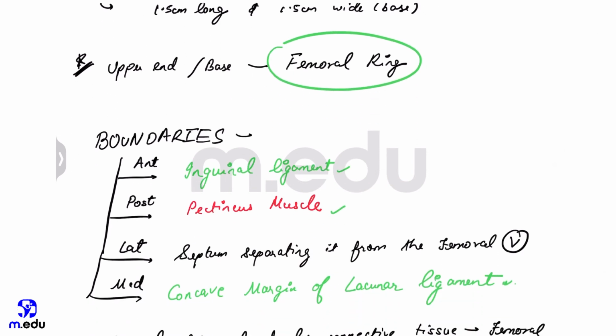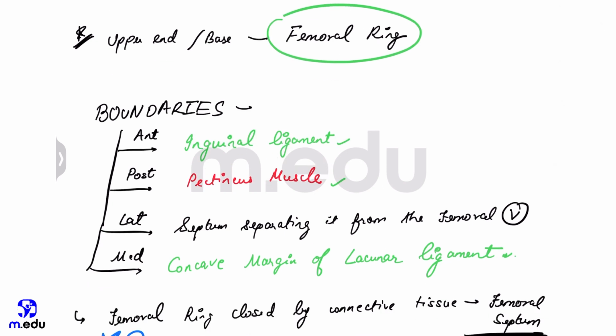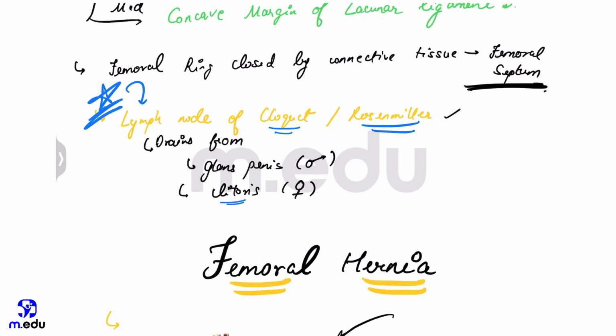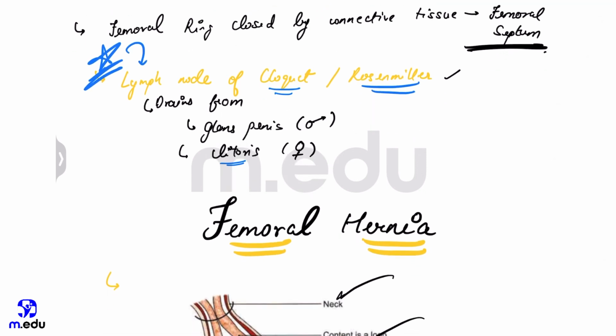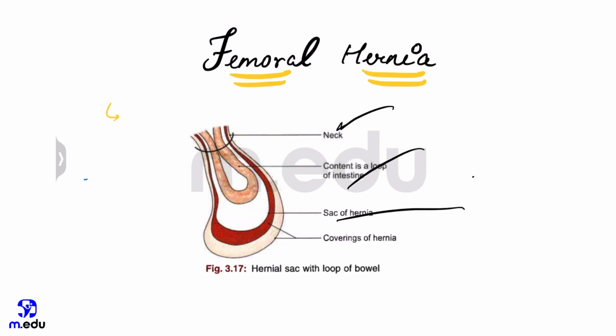The boundaries of the femoral ring are very important. It has four boundaries: anterior, posterior, lateral, and medial. Femoral ring has a lymph node that is also known as lymph node of Cloquet or lymph node of Rosenmuller. This lymph node drains from glans penis in males and clitoris in females. So femoral hernia is when the abdominal contents, usually the loop of the bowel, bulge out through the femoral canal. It is usually common in females, and the inguinal hernia is common in males.